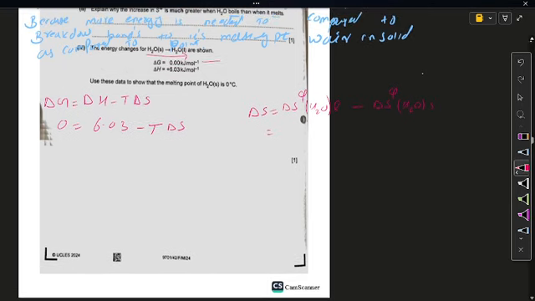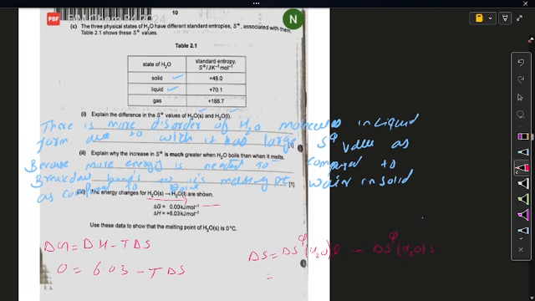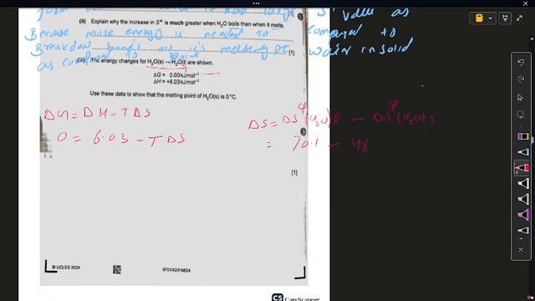The entropy values are given to you: the liquid one is 70.1, so you use that value here, minus the solid one, 48. Once you find the difference, the value for delta S becomes 22.1. Then plug back in: 0 is equal to 6.03 minus T, the unknown, times delta S, which is 22.1.